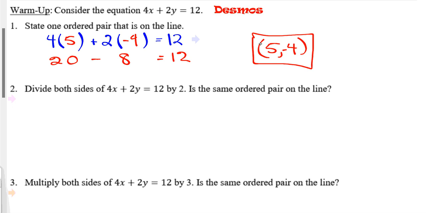So this is the ordered pair I'm going to use as I work through the next 2 questions. If you had a different ordered pair, that's excellent, because you are going to see that the answer will be the same no matter what ordered pair you chose.